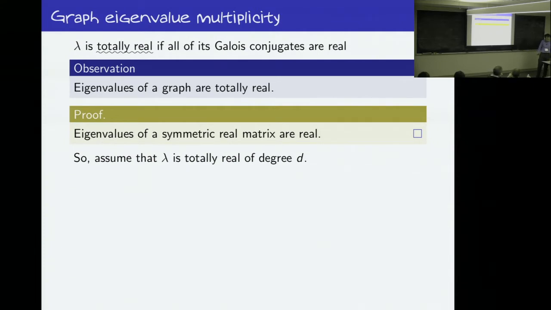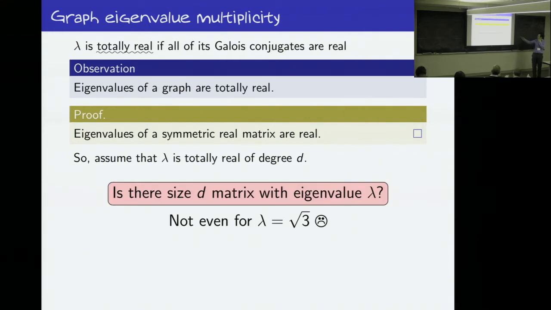So this is the game. If I have a totally real algebraic integer, can I make a matrix of which this is an eigenvalue of high multiplicity? What's natural to do is to try to find a matrix of size d with eigenvalue lambda, right? But I cannot do that. So again, I cannot start the same way I started before. Even for 2 by 2 matrices it's not true, because it's just an easy calculation. Square root of 3 is not an eigenvalue of any such thing.